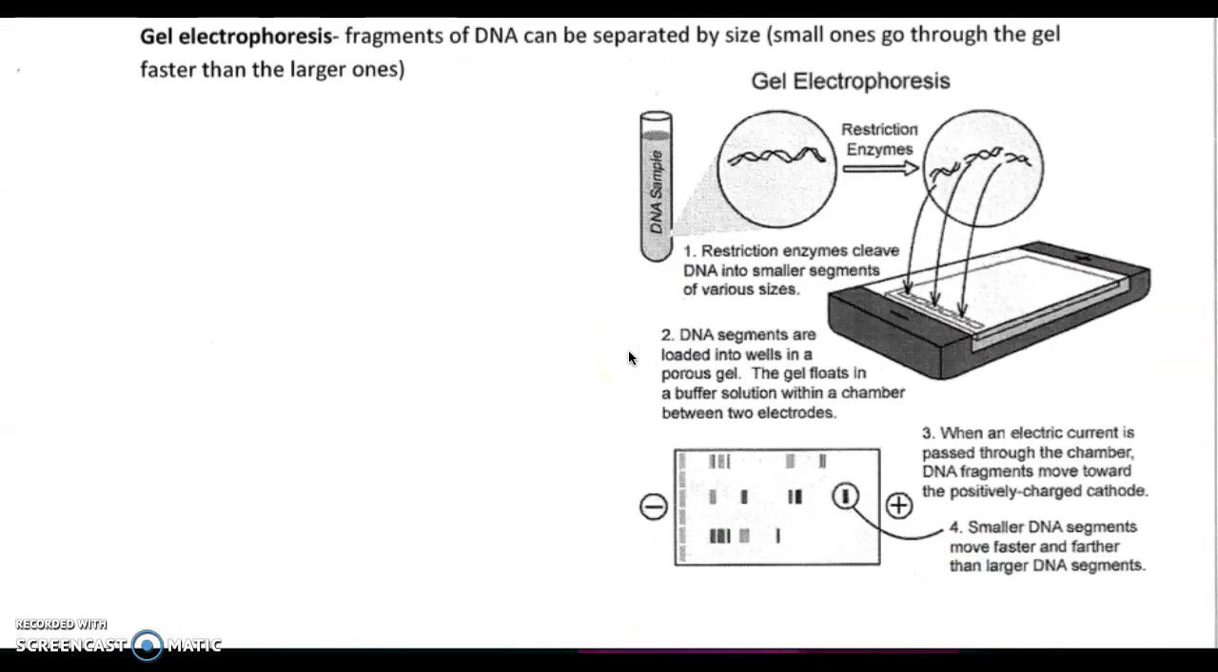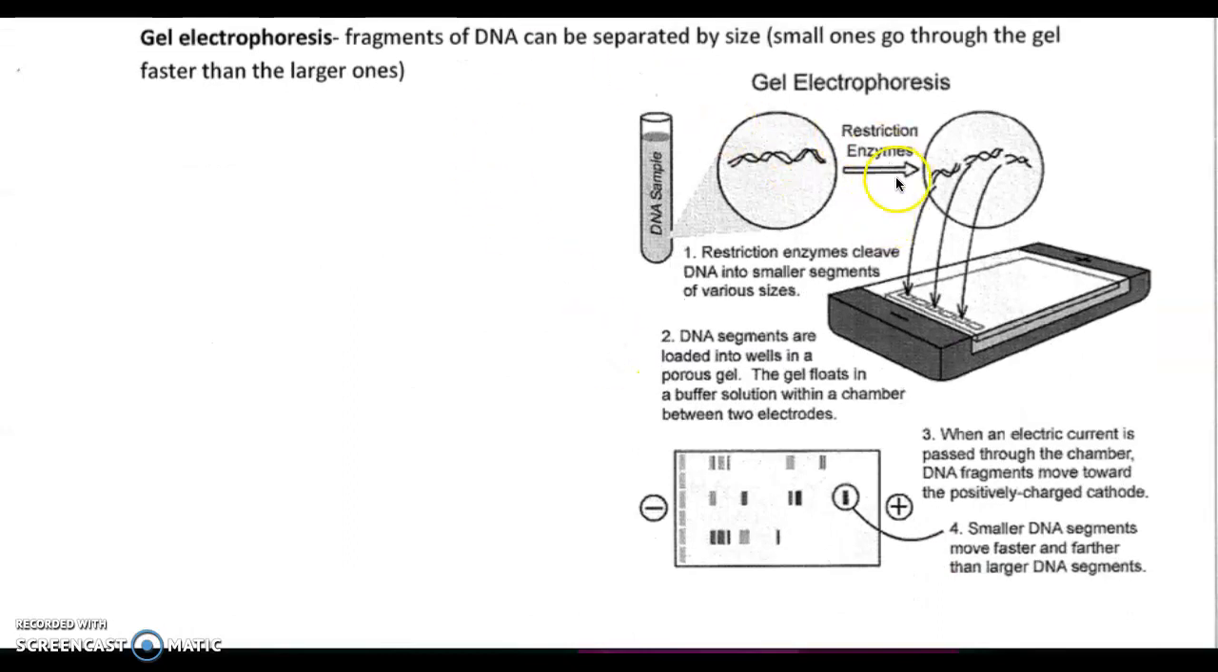What else? Gel electrophoresis. I feel like this is used a lot in crimes. Usually the DNA of suspects is compared to the DNA of whoever committed the crime, whoever's DNA was left at the crime. But this is how it works. Fragments of DNA are separated by size. The DNA fragments are moved along a gel using electricity. Restriction enzymes cut the DNA into smaller segments, and they are cut in various sizes.